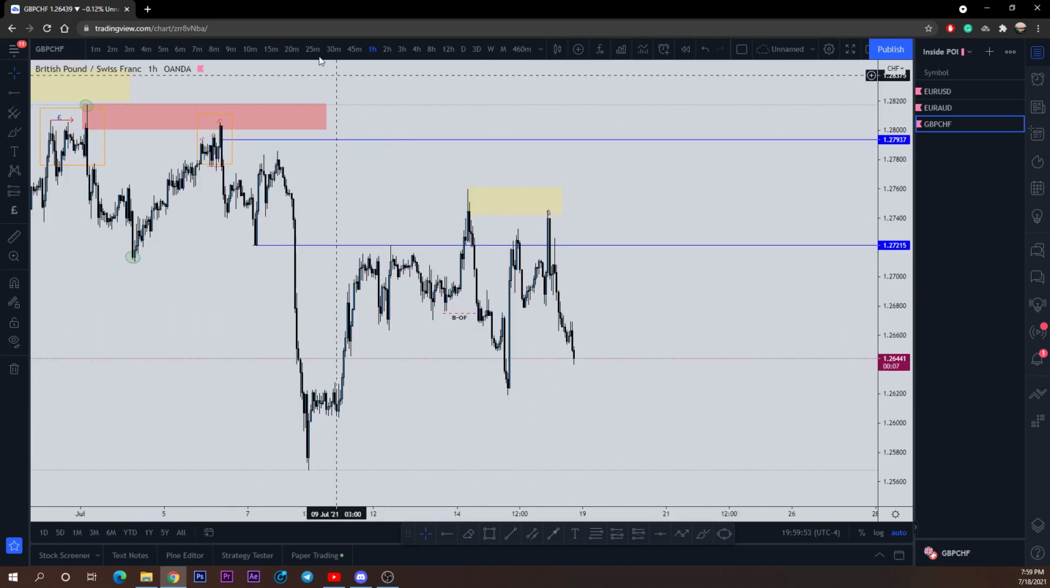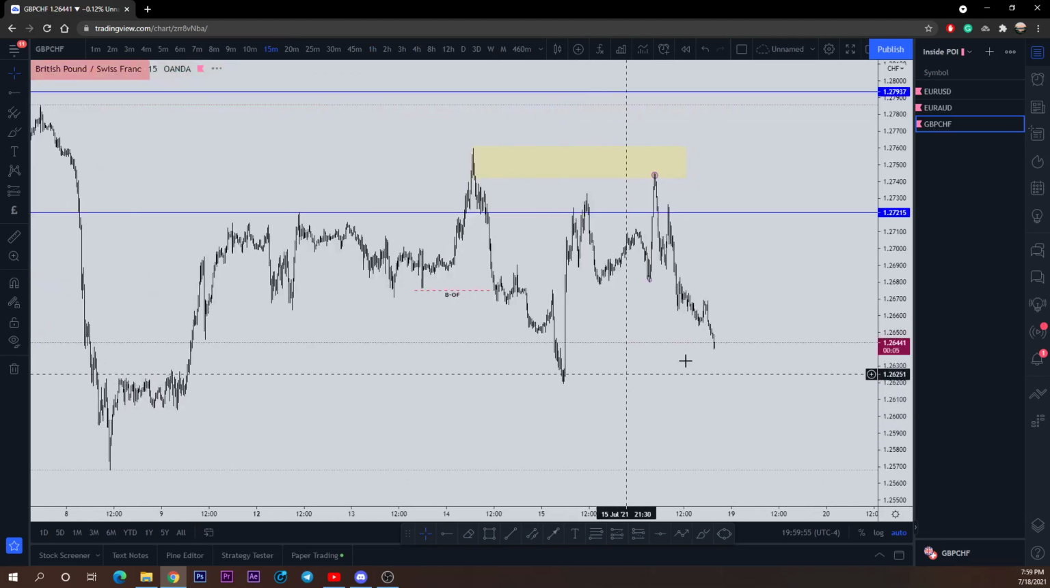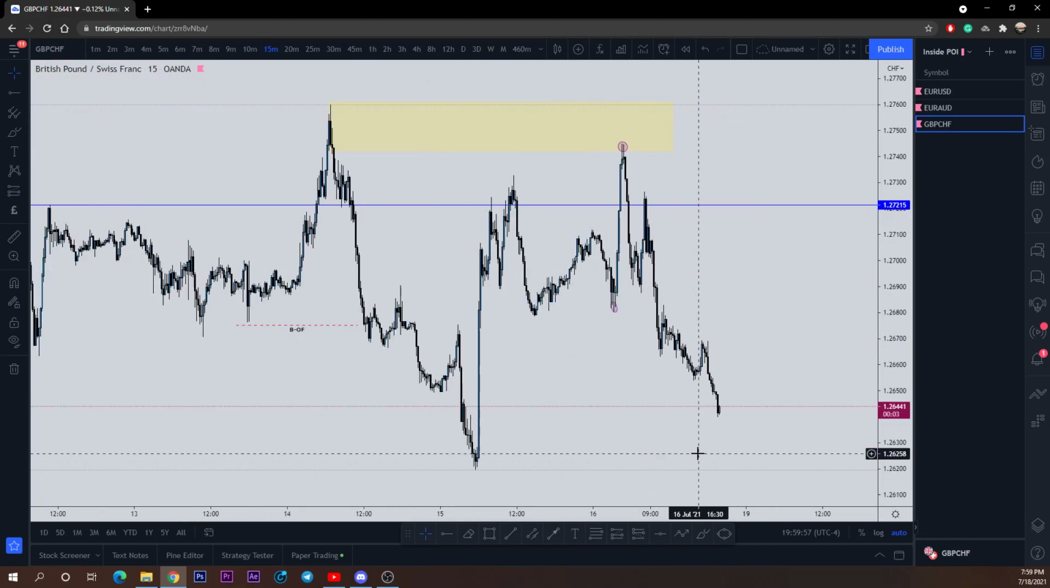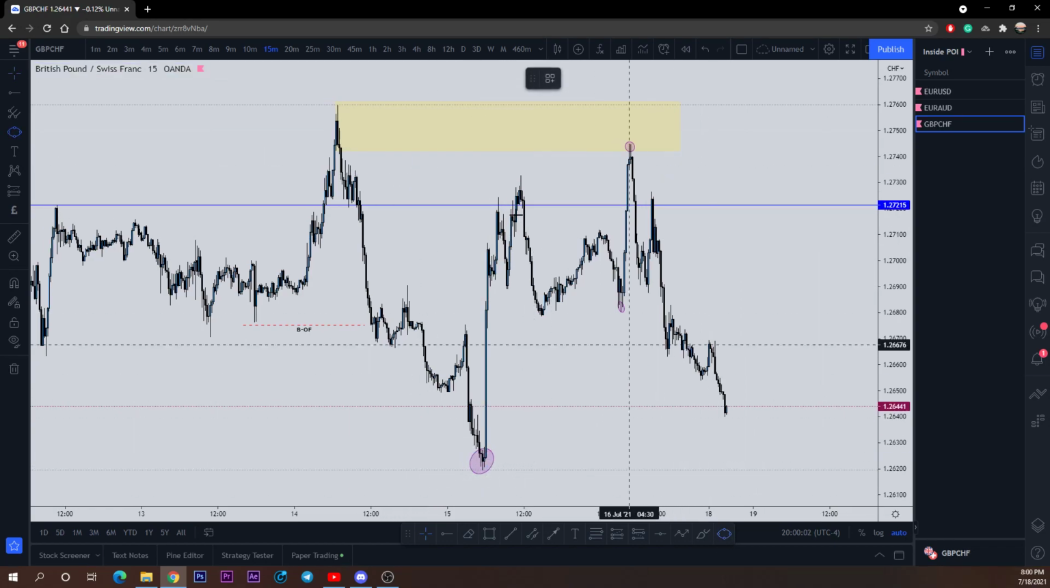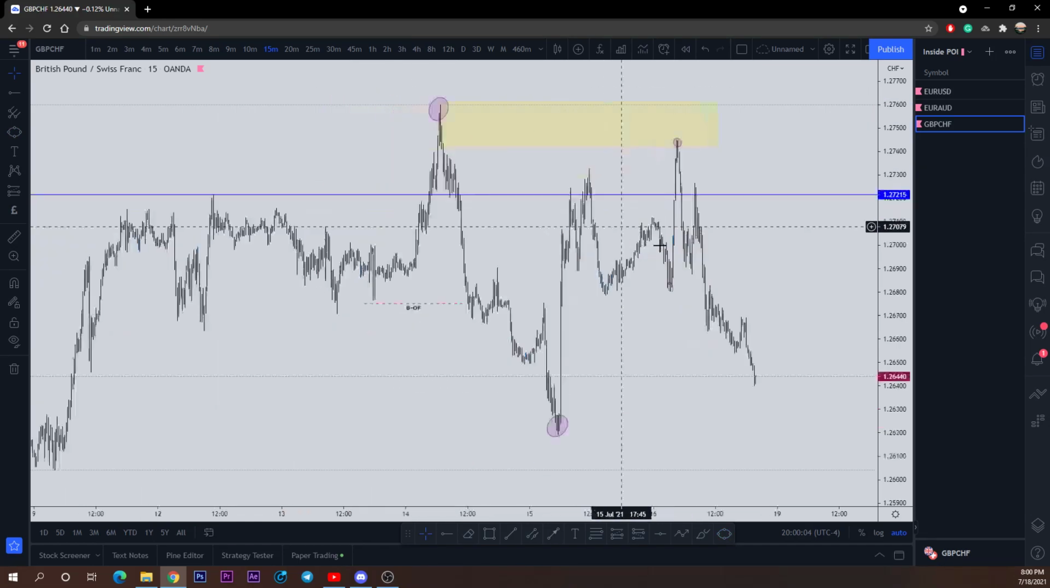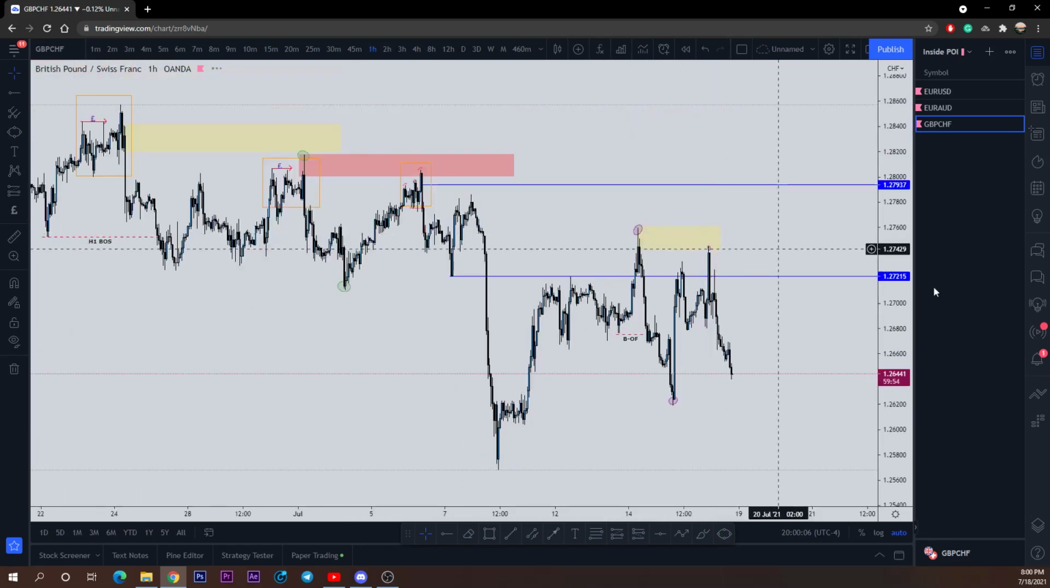Now I know this was a breaker order flow. I marked it right here. I went to the 15-minute. I marked the breaker order flow here, and we're still in this range, right? If you still look at it, we didn't break this to the upside nor to the downside.